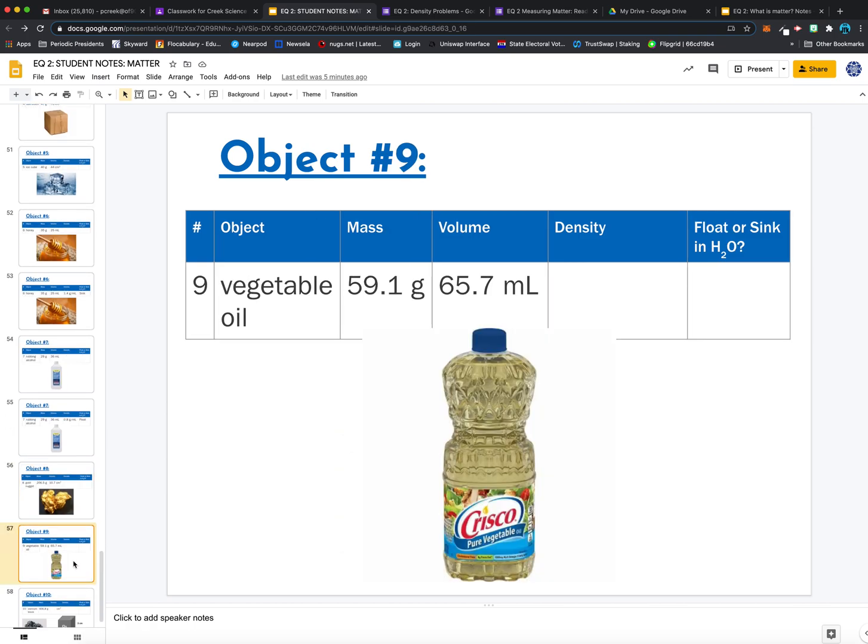Number 9 is another liquid. So once again, remember our volume is in milliliters here. This is vegetable oil. And if you've ever seen vegetable oil in water, you probably can guess what its density will be, at least less than or over 1. Its mass is 59.1 grams. Its volume is 65.7 milliliters. Calculate the density, float or sink in water, pause the video.